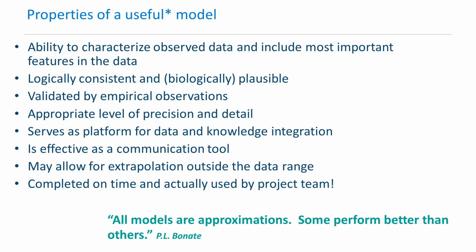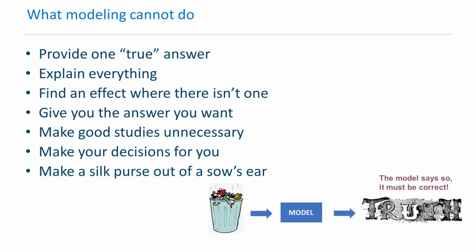So I think we need to be clear that models are approximations, but that they have a lot of utility if you use them responsibly. And of course, what modeling can't do is provide one true answer. As I showed you before with the narrowed possibilities, it's going to certainly drastically reduce your possibilities, but it may not give you the answer. It's going to get you closer though, and it won't explain everything.